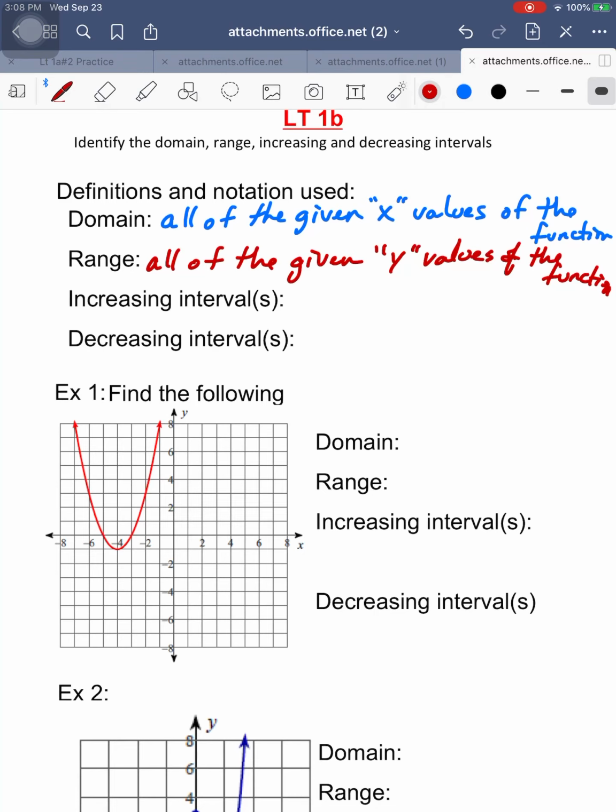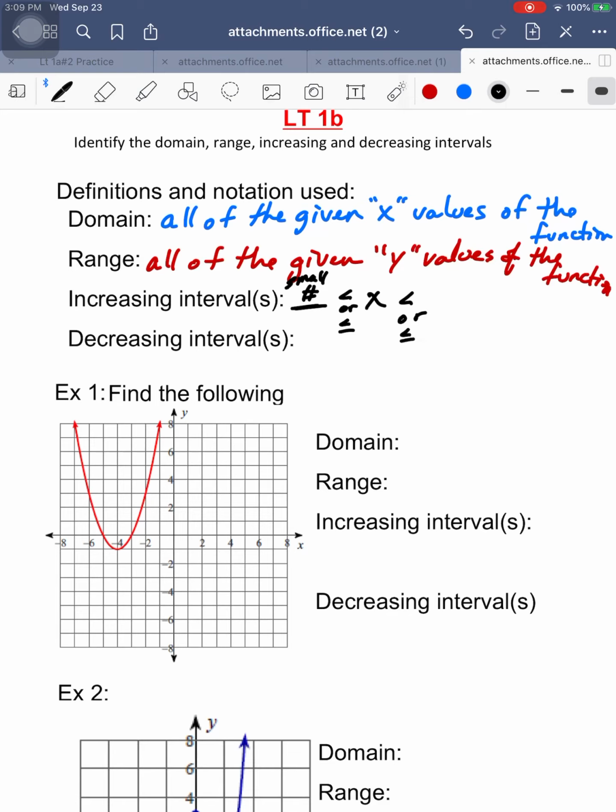Increasing intervals, this is where you're following the graph from left to right, and from left to right, which parts of the graph are going up. And here I'm just going to show you the notation we use. There's different types of notation. You're going to have a smaller number, then you can use less than or equal to x. It's always the x value for increasing and decreasing.